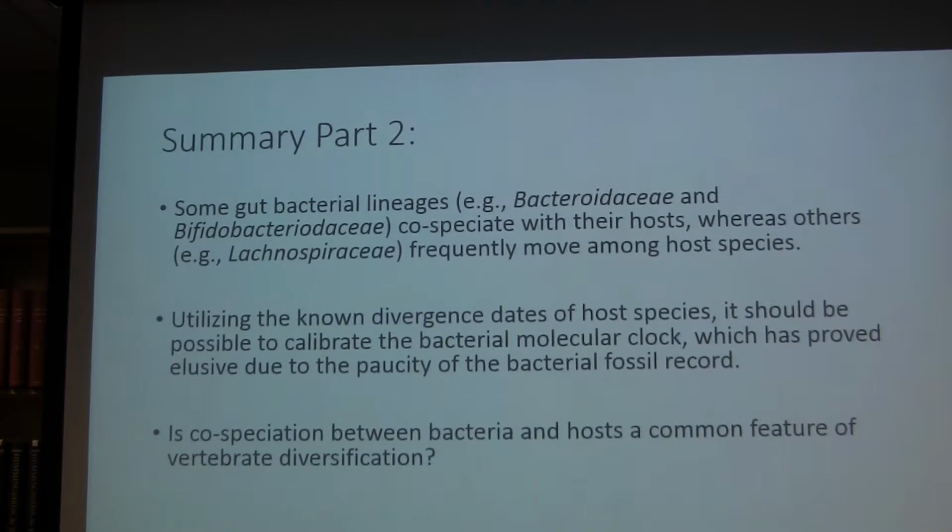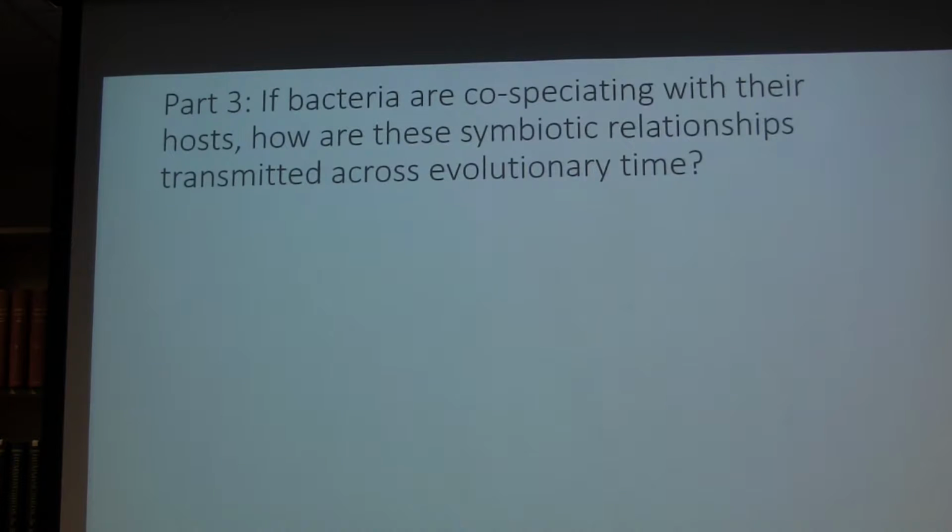And the question that I'm interested in going forward is whether this co-speciation phenomenon is a common feature of vertebrate diversification, or is it some idiosyncrasy of apes? So I'm really interested in looking at other groups to see if we can look at coevolution between bacteria and vertebrates in a broader context.